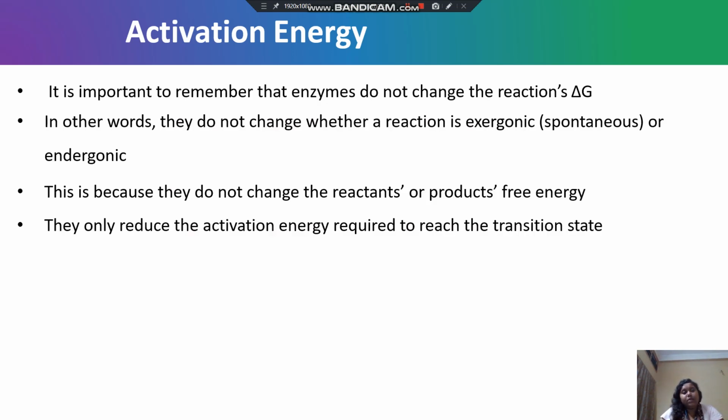We also know that it is important to remember that enzymes do not change the reaction's ΔG. In other words, they do not change whether a reaction is exergonic, that is spontaneous, or endergonic. This is because they do not change the reactants' or products' free energy. They only reduce the activation energy required to reach the transition state.